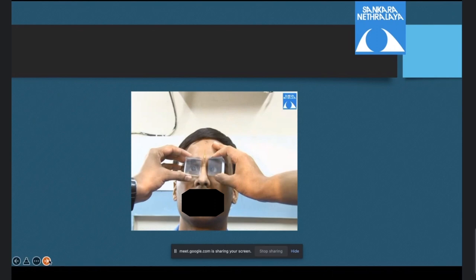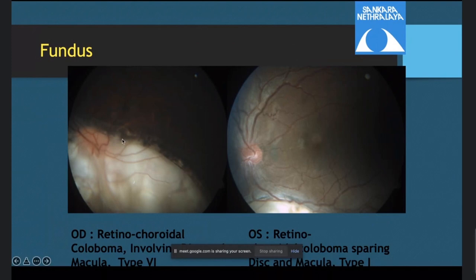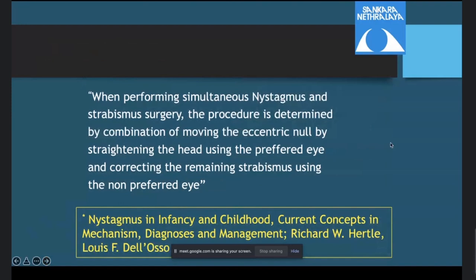Okay. So as you could see, this is what he looked like in nine-gaze photographs. He had a large right esotropia. The cause for his poor vision was a retinochoroidal coloboma, a large one in the right eye and a small one in the left eye, as you can see, which has spared the macula. When performing simultaneous nystagmus and strabismus surgery, the procedure is determined by a combination of moving the eccentric null by straightening the head using the preferred eye and correcting the remaining strabismus using the non-preferred eye.